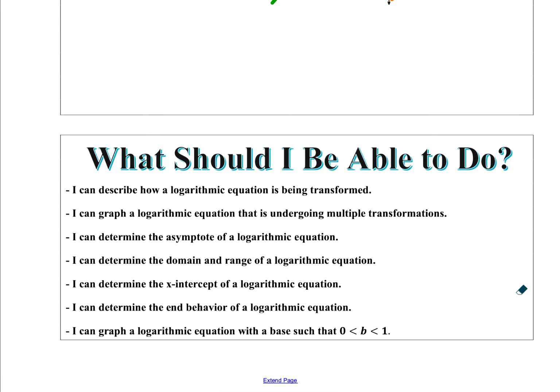And what should I know by the end of the day? I can describe how a logarithmic equation is being transformed. It's just how everything else is being transformed. You guys are going to see that in a little bit.